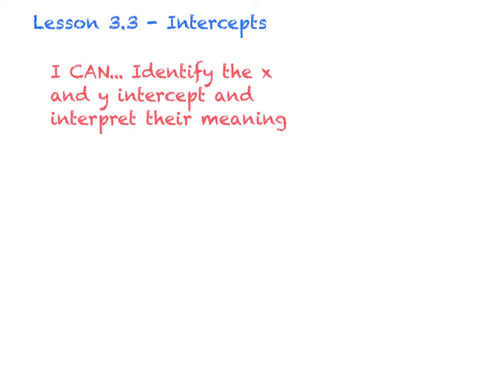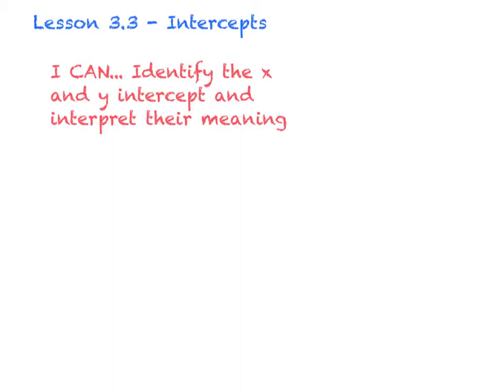Hello, today we're going to start lesson 3.3 and it's entitled Intercepts. The goal of today is to be able to identify the x and y intercept and interpret their meanings. So by the end of class today, when you leave here and someone asks you outside of class, what did you learn in class today? You should be able to say, I can find an x and y intercept of a graph and I know what it means. So that's what we're going to do today.